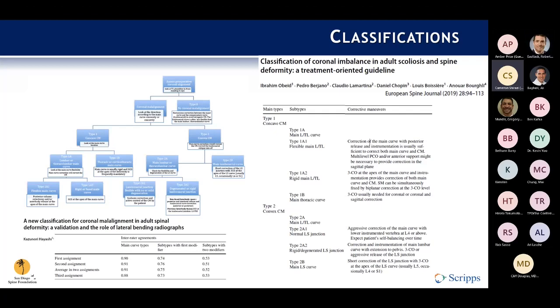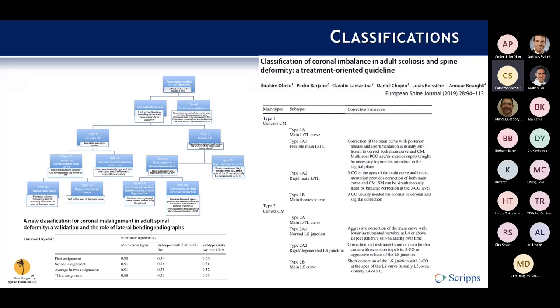And then after you decide which side it falls on, you assess the flexibility of the curve with side bending radiographs. At times these were done over a bolster or a post, and then you look at the location of the curve.